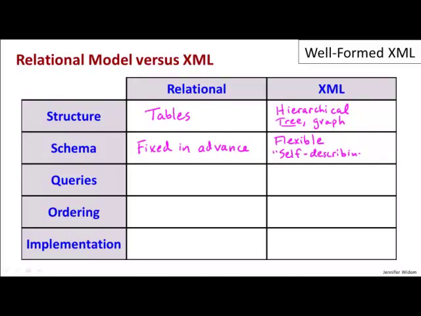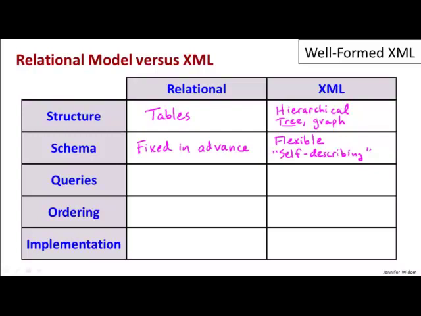In other words, the schema and the data are kind of mixed together. The tags on elements are telling you the kind of data that you have, and you can have a lot of irregularity. Now, I will say that there are mechanisms for introducing schemas into XML, but they're not required. In the relational model, schemas are absolutely required. In XML, they're more optional.